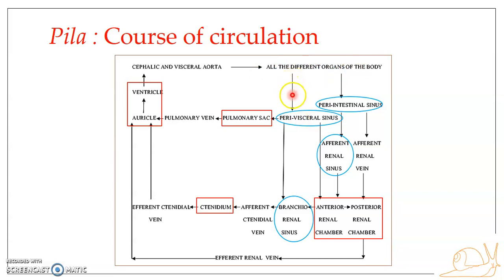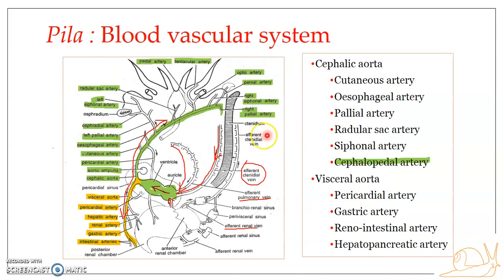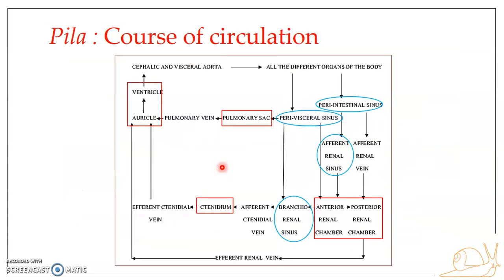Right? And then it is collected in the perivisceral sinus and periintestinal sinus. Okay, now the perivisceral sinus collects the deoxygenated blood from the anterior parts of the body. You can see here, from the anterior parts of the body, the blood is collected, and you can see it gets collected in the perivisceral sinus.